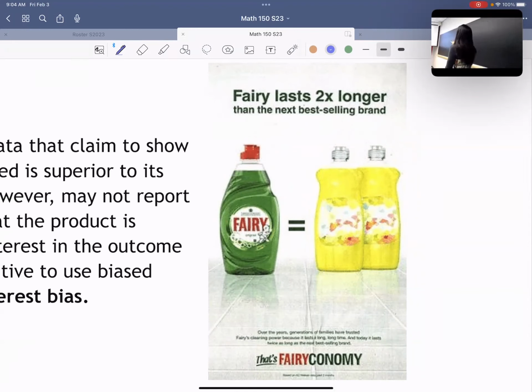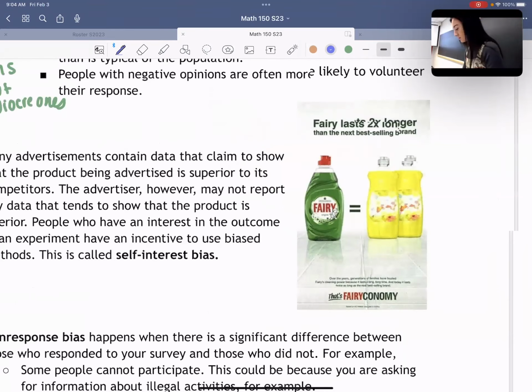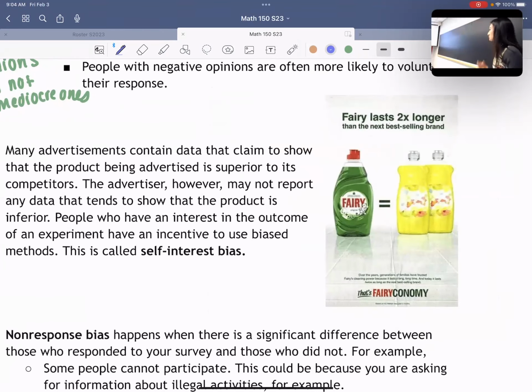It just says 1 bottle equals 2 bottles. That doesn't really do anything. So this is an example of self-interest bias because the company is doing this in their own interest, right? This only really benefits the company, and they're just making up things that compare it to a different company in order to benefit themselves. So that's the whole idea of self-interest bias. You'll usually see this in advertisements for people trying to make themselves look better. Any questions on self-interest bias?